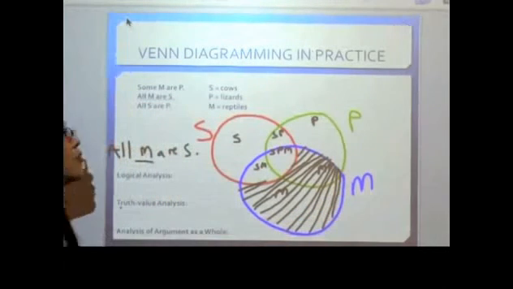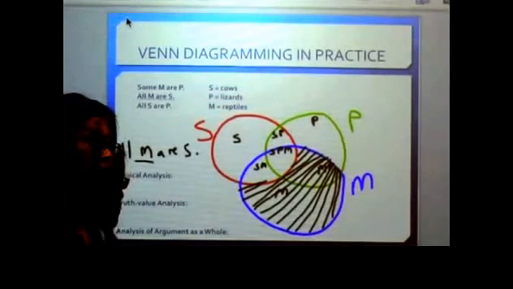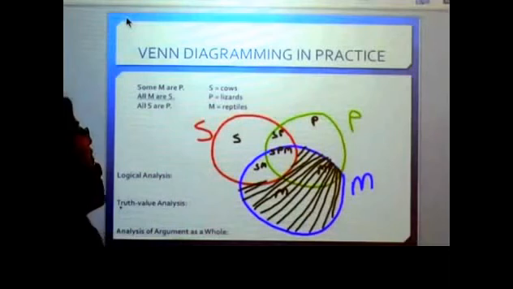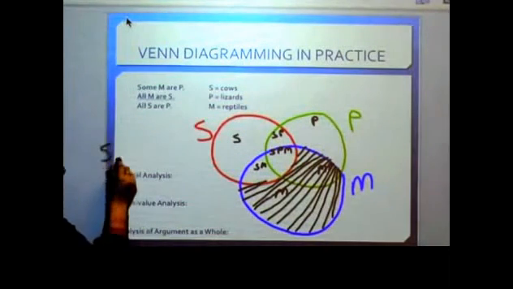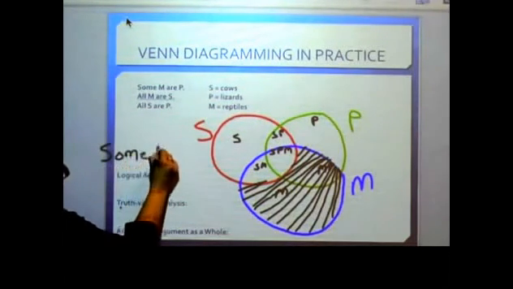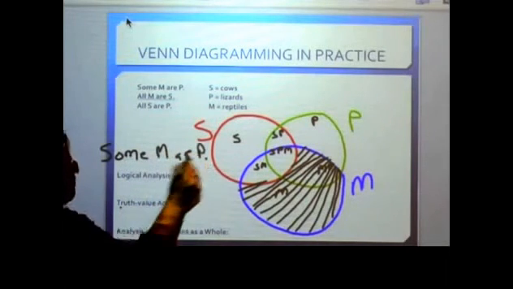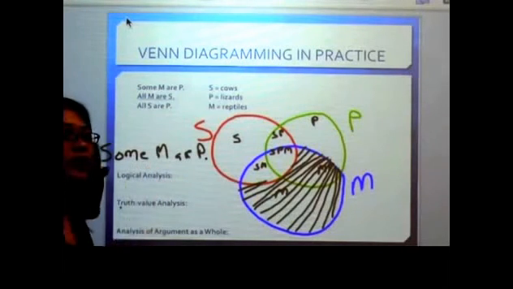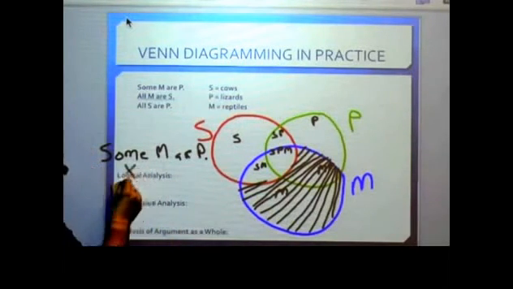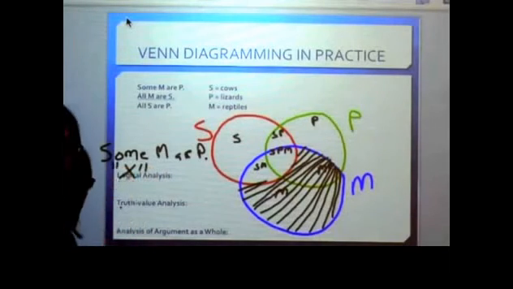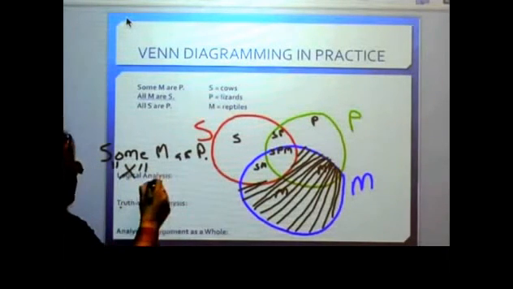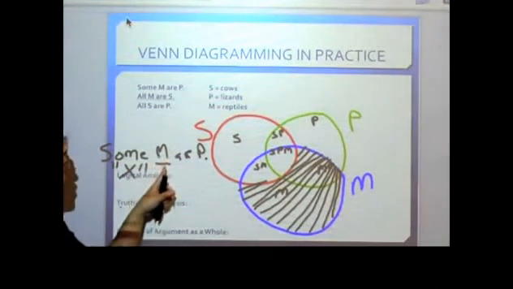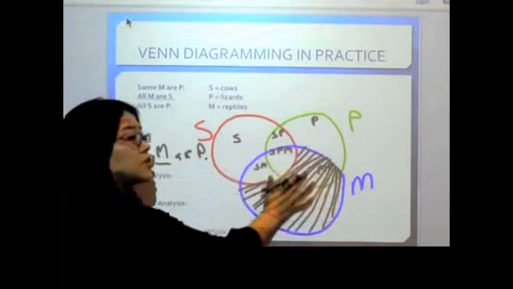Now we want to diagram our particular statement. Our premise, which is the major premise, is a particular statement, and that particular statement is some M are P. Remember, it is a particular statement, so we want to use an X to diagram, and we want to do all our diagramming again inside the subject circle for that statement, which is M. So again, in this M circle.